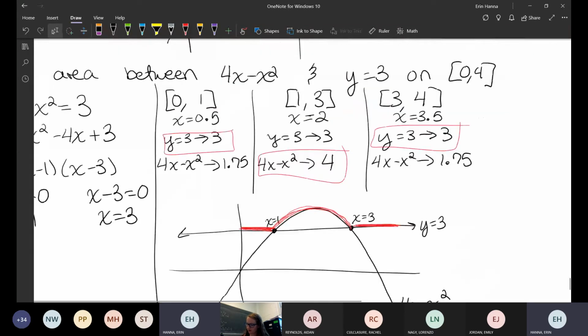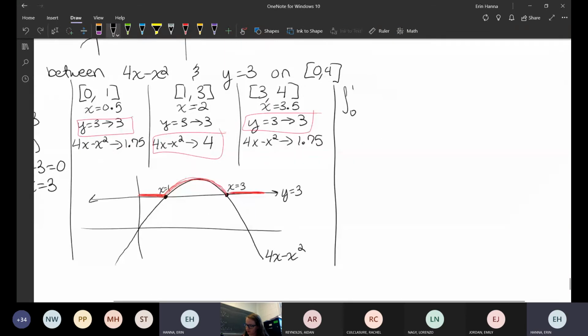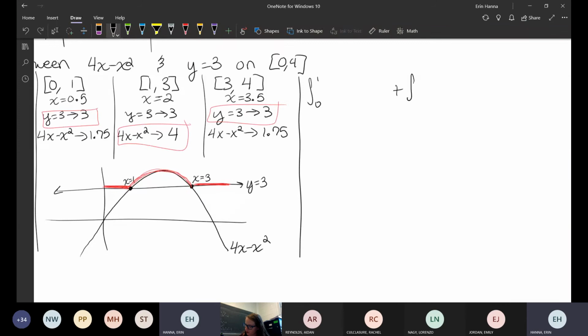I'll go this way. So we have one integral from 0 to 1. I'm going to run out of space real fast. Then we're going to have one from 1 to 3. And then one from 3 to 4. So it's essentially the more times they intersect, the more pieces you're going to potentially have to break them up into. So top function from 0 to 1 was the y equals 3.